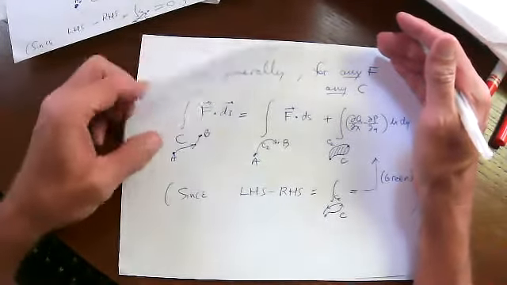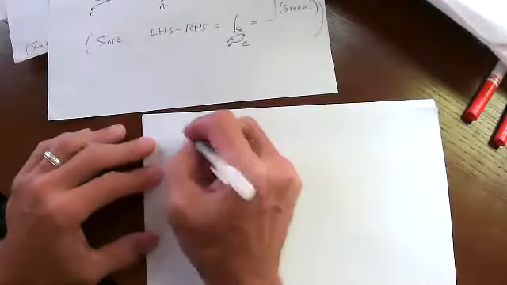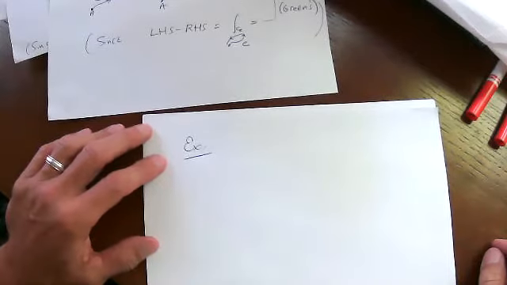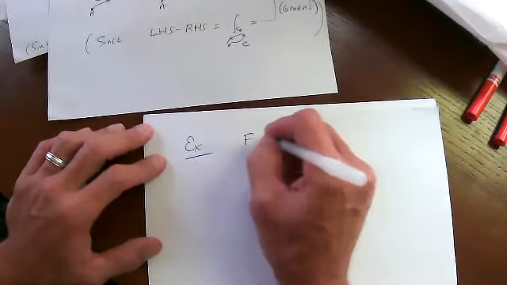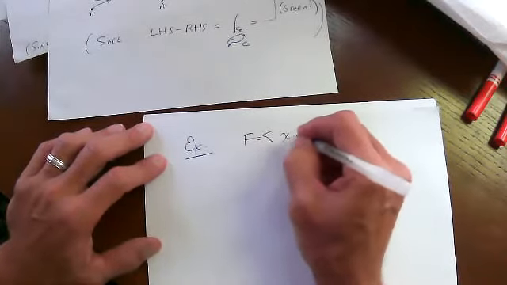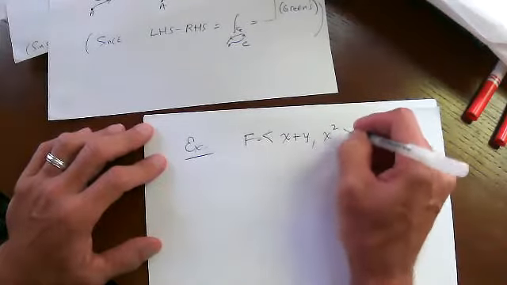So let me show you an example of that, and I'll have to warn you, I'll show you some things that you have to watch out for. So let's have a vector field that's not going to be conservative. Let's just suppose that my vector field is going to be x plus y comma x squared.